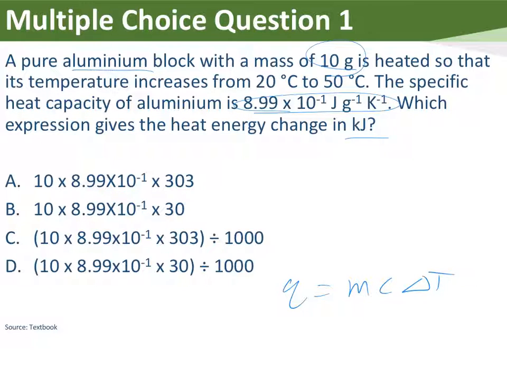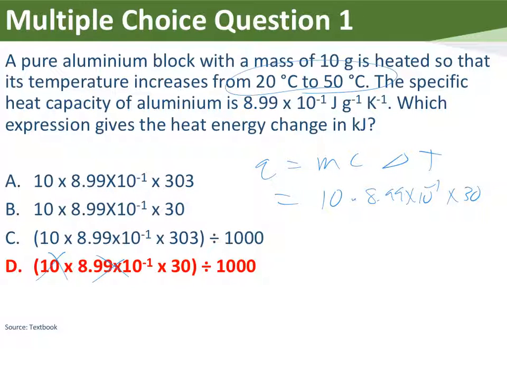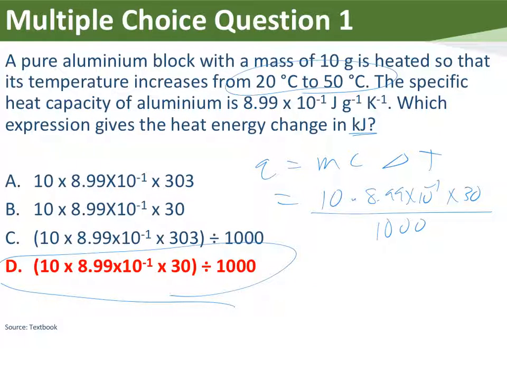The correct answer? D. Q equals mc delta T. m was 10, so there's our 10. Times c, which was 8.99 times 10 to the negative first. There's our c. Times 30. Our delta T is 30 degrees. But I need kilojoules instead of joules, so I need to divide by 1,000. So that's why this question gives D as the best answer.